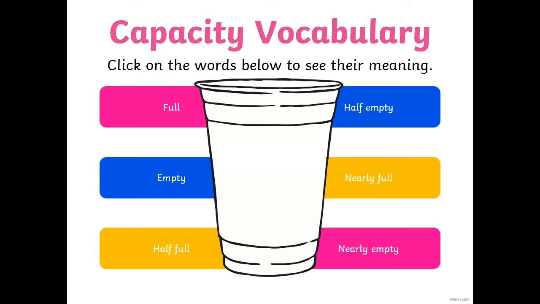Let's have a look at some of the capacity vocabulary. So we've got full, half empty, empty, nearly full, half full, and nearly empty.